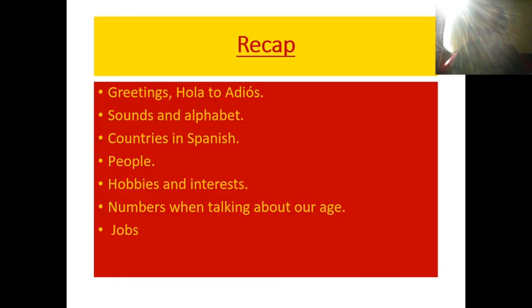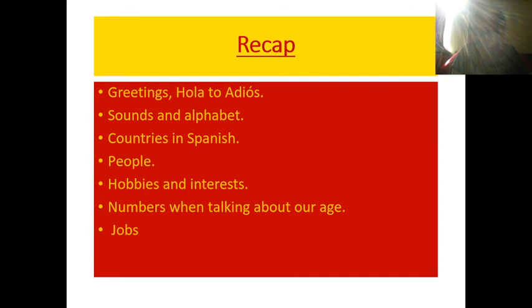So we're starting to come to the end now. So far we have learned, in the past couple of weeks, greetings, saying hello to goodbye. We've learned a few of the sounds and the alphabet. We've also, today, learned some countries. But of course, if there's any countries that you'd like to know the actual Spanish word for, just give me a shout.